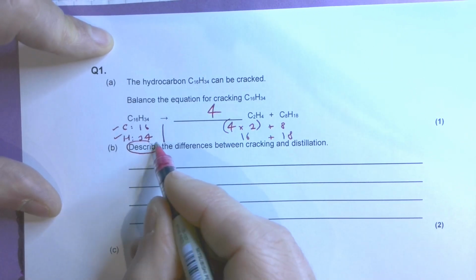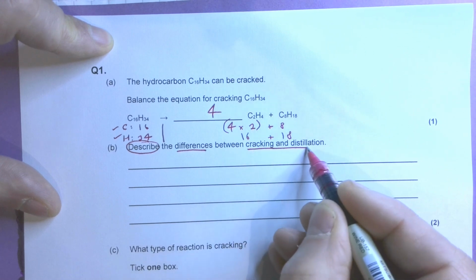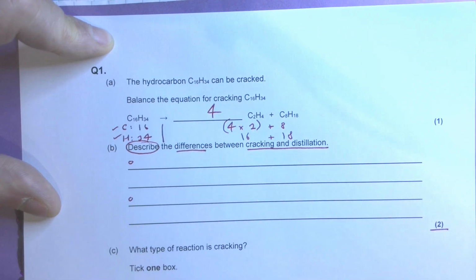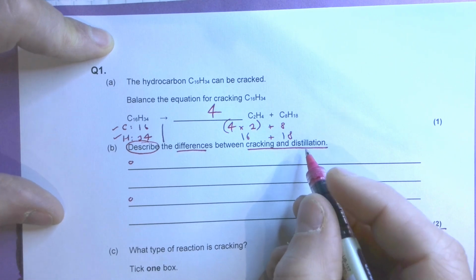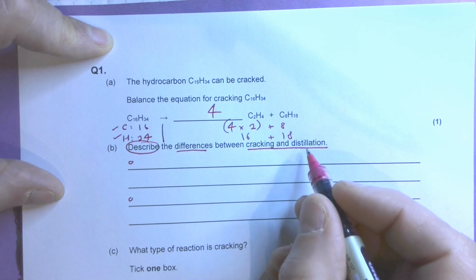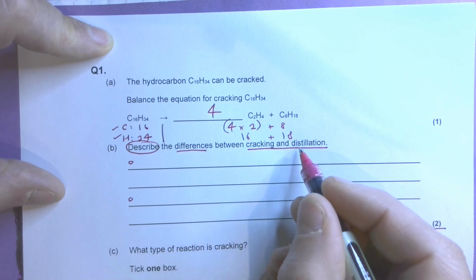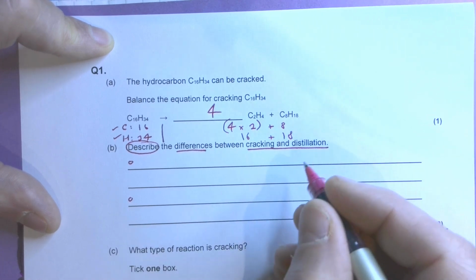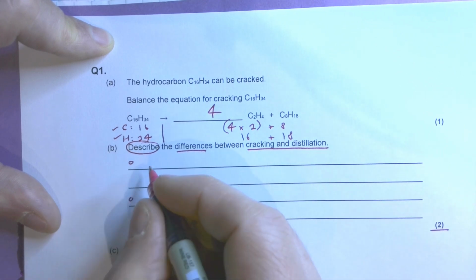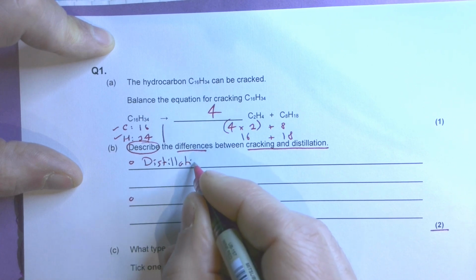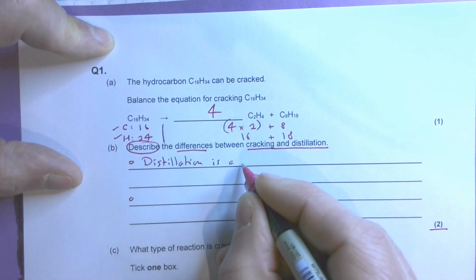Describe the differences between cracking and distillation. It's worth 2 marks. So 1, 2. Okay, so the first one is distillation. Distillation is when you evaporate a liquid and you then condense it and turn it back into a liquid. So you evaporate the liquid into gas and you then turn that gas back into a liquid. It's a physical change, it's not a chemical change. So distillation is a physical change.